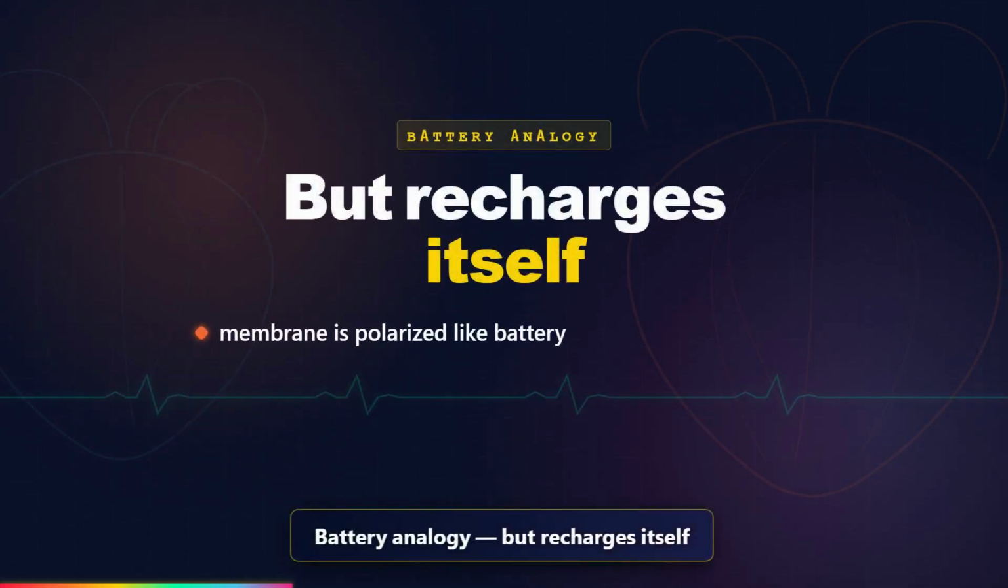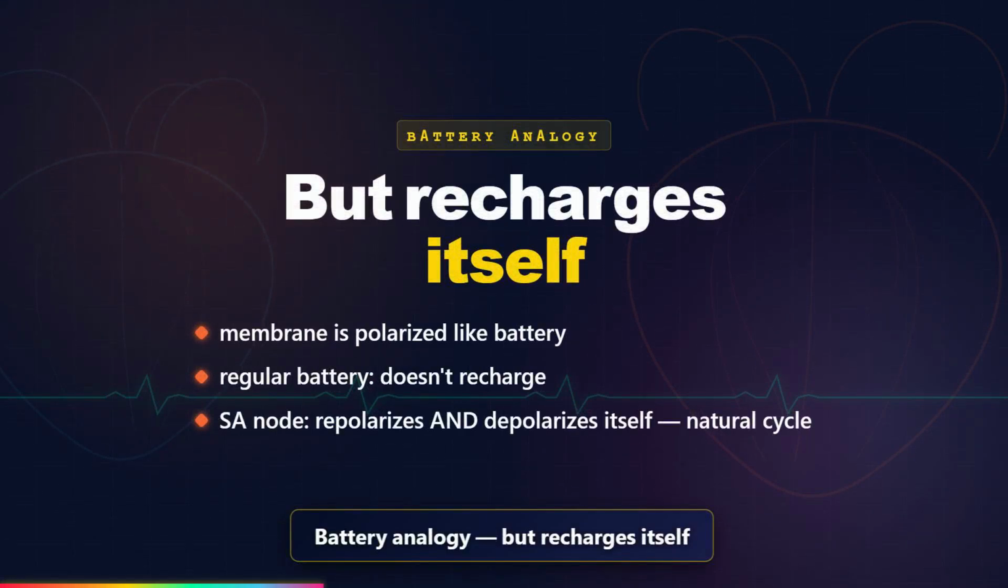Battery analogy. Like a battery has positive and negative poles, the cell membrane is also polarized. The difference is that a battery doesn't recharge itself, but the SA node repolarizes itself automatically and depolarizes again. That's why the heart naturally enters the cycle of systole and diastole.